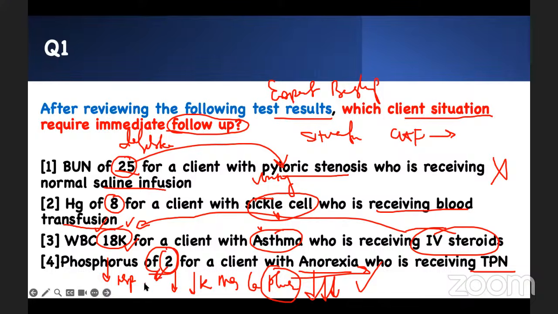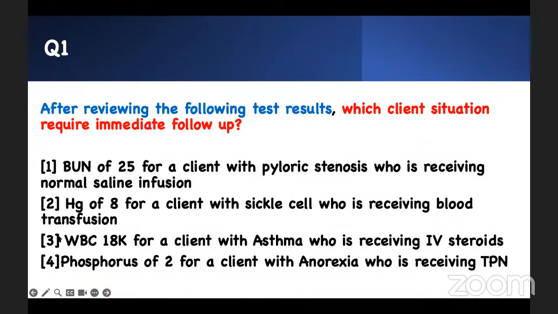Phosphorus is too low, it's going down. If you check the lab again, it will be like 1.5. This patient, I don't like it. Looks like he's getting refeeding syndrome. Test taking strategy and content in this one. So number 4 is your right answer. Number 4 is the patient you go see. I don't like it in an anorexic patient that phosphorus is that low. When on TPN, it should be going up.